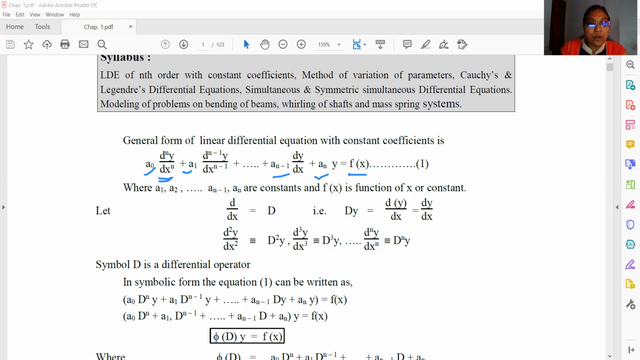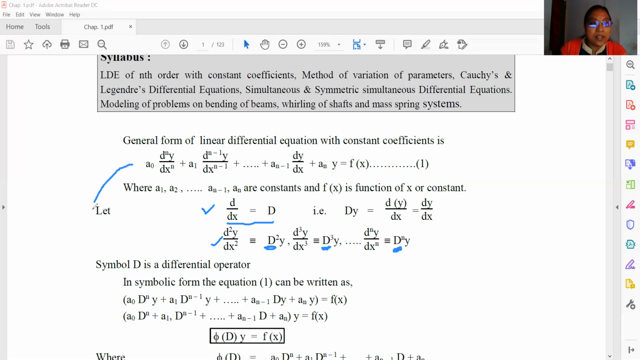If we have to solve any linear differential equation with constant coefficients, we'll reduce this equation to the form phi(D) y equal to f of x. We'll replace d/dx by capital D. The second derivative d²/dx² will be replaced by D², the third derivative by D³, and in this way the nth derivative can be replaced by D^n.